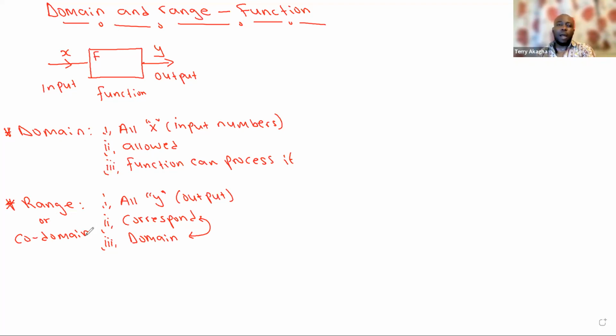Many questions you will encounter will ask you to find the domain and the range. So what does this mean? I'm going to look at this individually. I'm going to first start with domain, then after domain, I'm going to move over quickly and talk about the range. So I'm going to start first with domain.